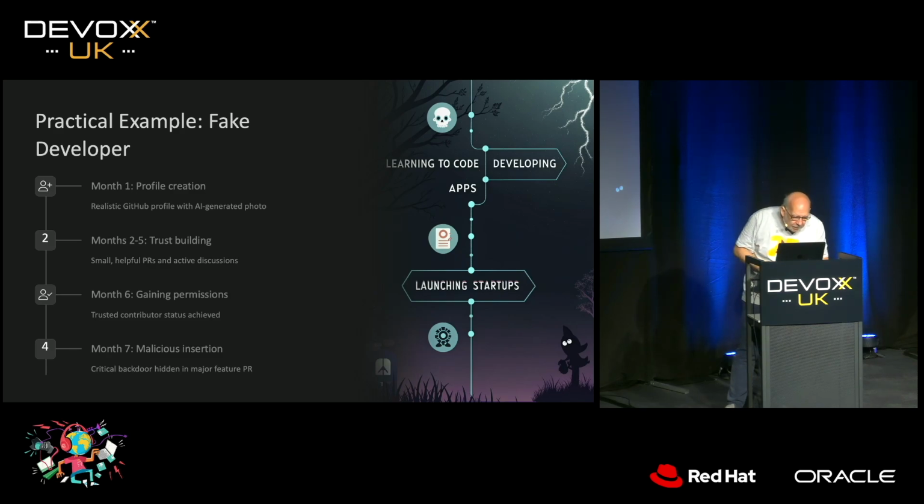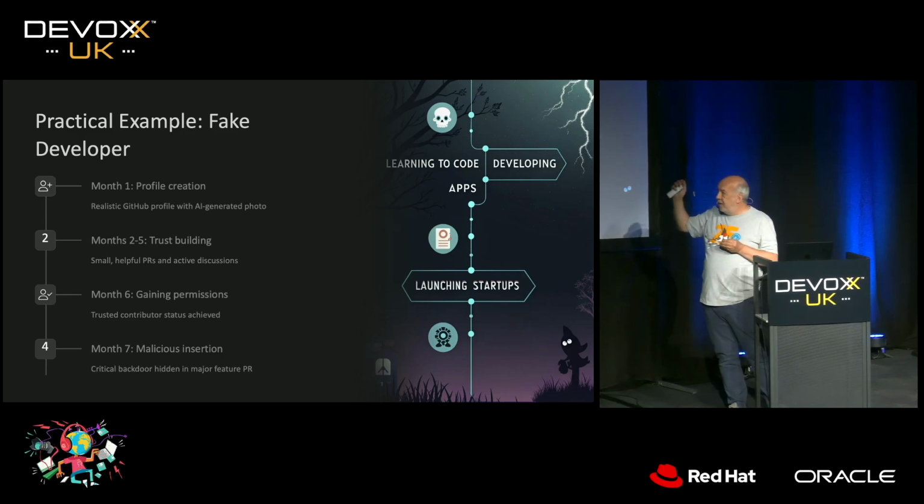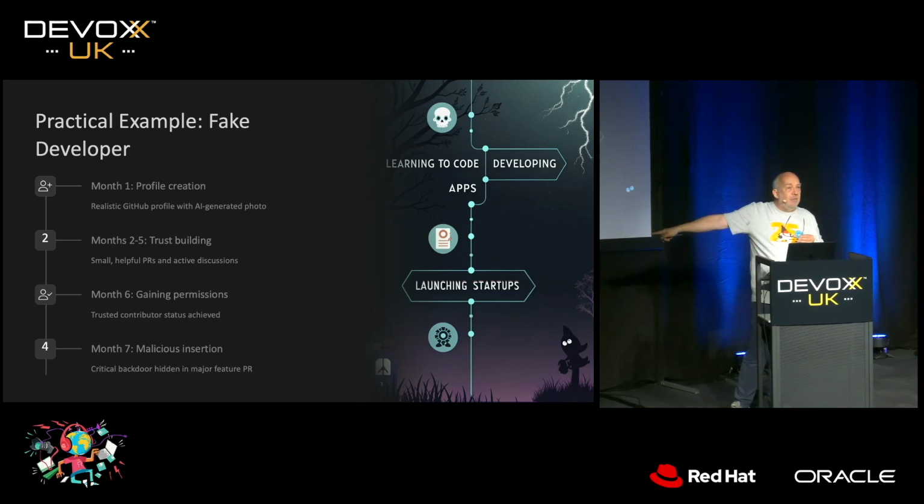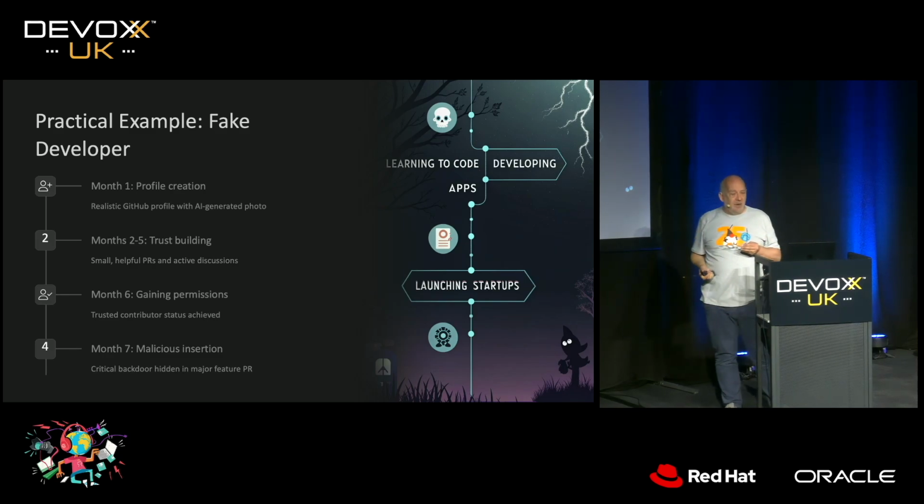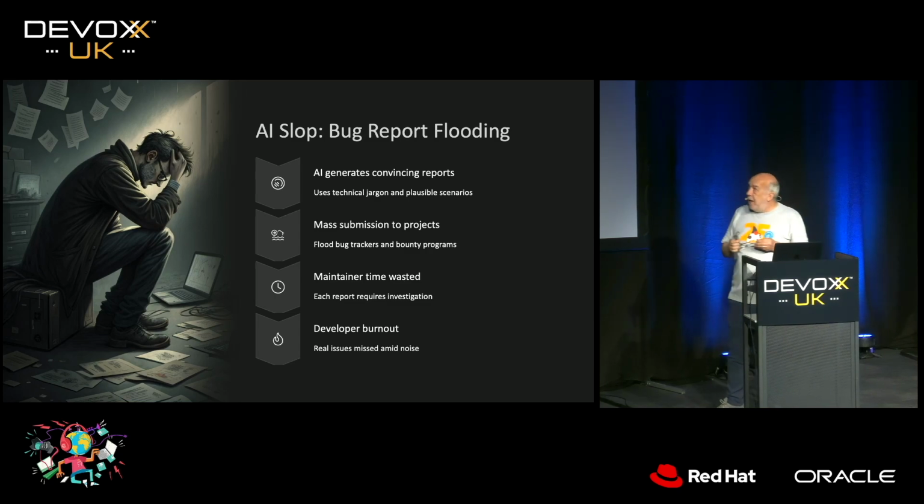I think this is a practical one. Yeah. So we've taken out all the details, but you see, it's not a short-term thing. It's a many-month activity to gain trust. And then once they've got trust, they start doing malicious stuff. And there are many, many examples of these being discovered. It's not great. Right.